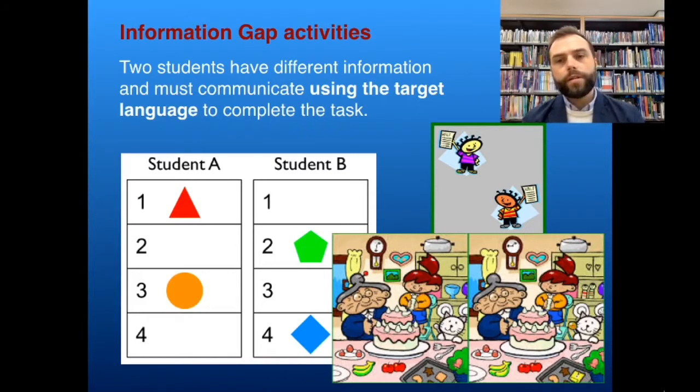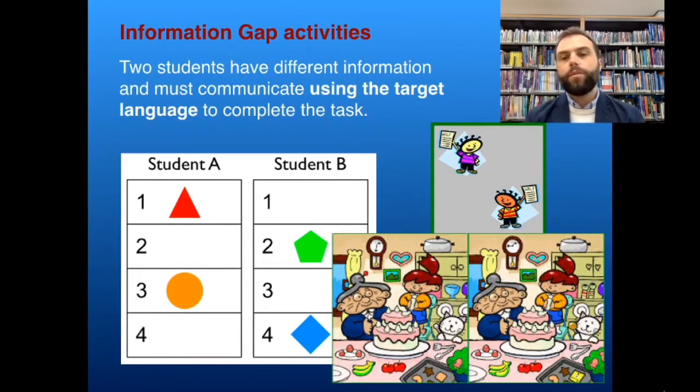I've got one more example. If you look at the bottom, there's two pictures next to each other with a grandmother and a young child making a cake. This is a spot the difference activity. What this means is that these two pictures have some small differences and students have to find or spot those differences. So one student has one picture, one student has the other picture, and they describe what they can see in the pictures.